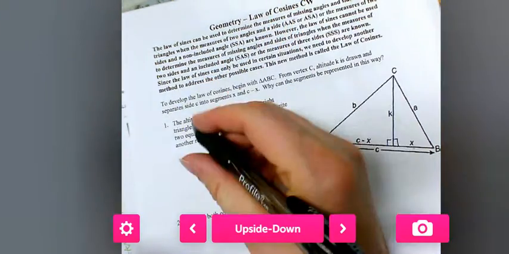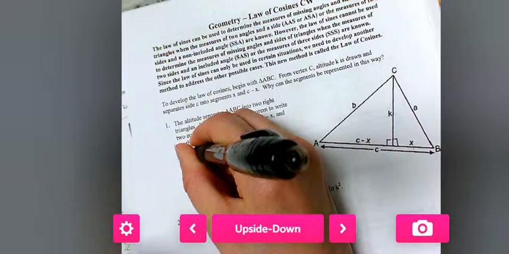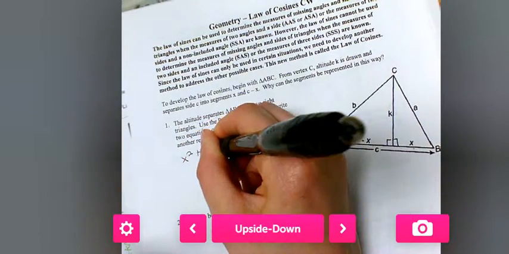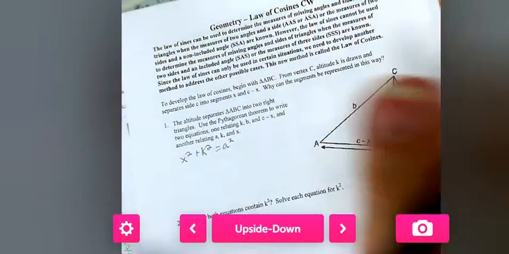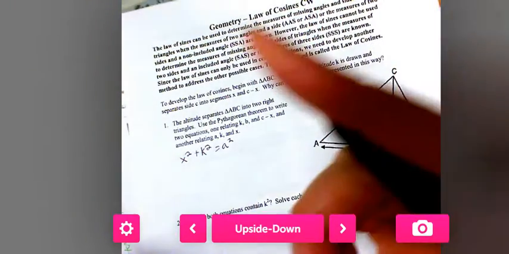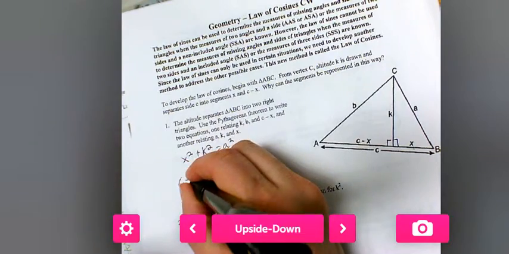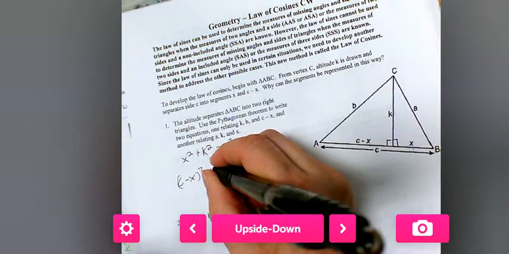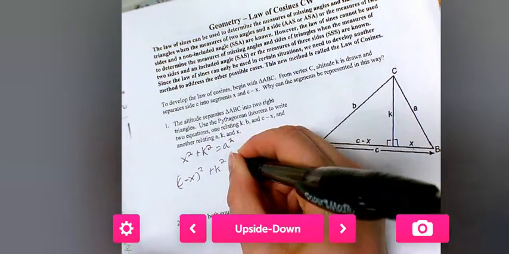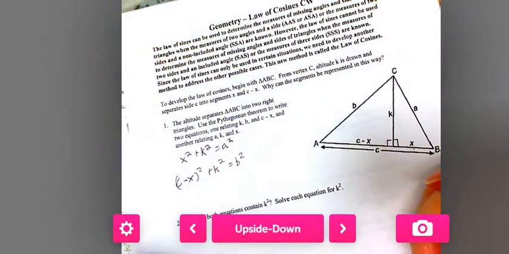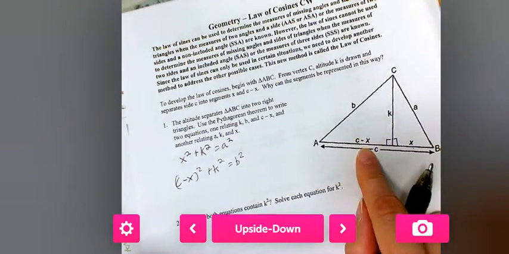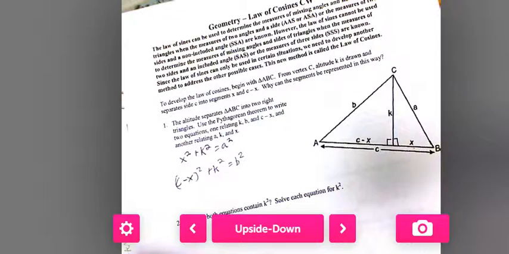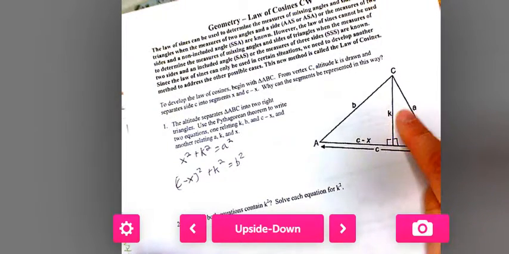So I know I would do x squared plus k squared equals a squared. Okay, that's just this side. Then we're going to do the other side. And we do c minus x squared plus k squared equals b squared. It's just the Pythagorean theorem, right? Just the Pythagorean theorem. Don't let the c minus x confuse you. Just think of it as one number. We're just squaring it. Plus the other side squared equals b squared.